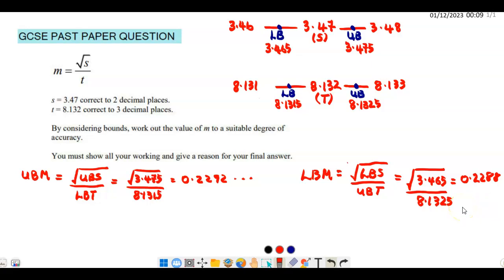0.2288. Now, if you look at both numbers there, a suitable degree of accuracy would be to 3 decimal places, because we have 0.2292, and if we round this to 3 decimal places, we get 0.229. So both of them give a value of 0.229. So both here have the same answer as 0.229 to 3 decimal places.